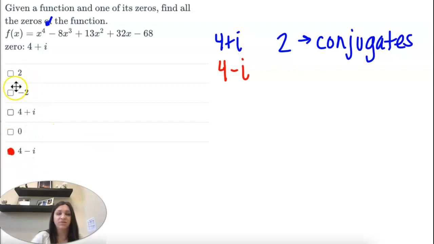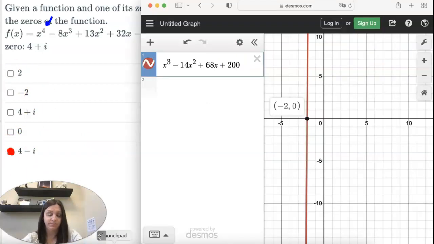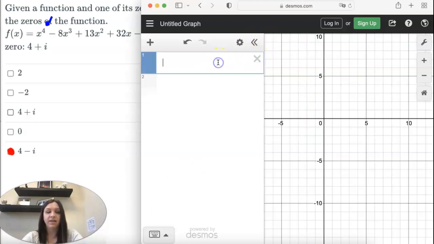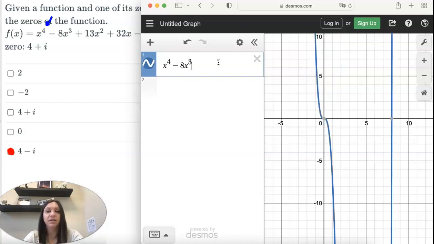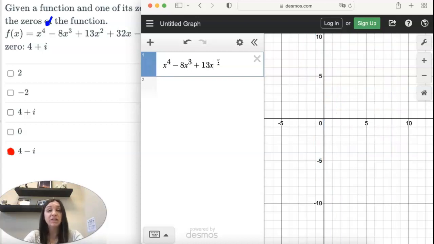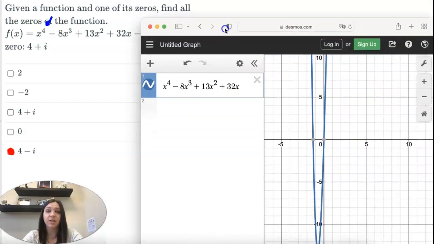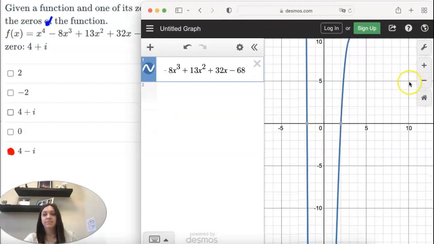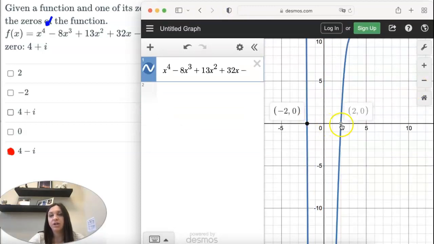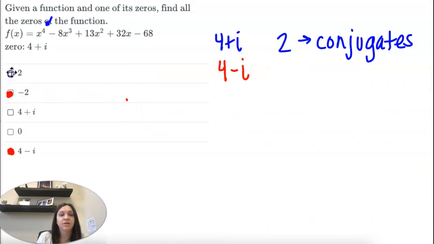Okay, so for the rest of these, I'm going to graph it. Let's see if I can get any. Because we're looking for values, I can graph it. If it's asking for possibilities, it's a lot harder to graph because you need to use Descartes' rule of signs. Okay, so my other zeros are -2 and +2. It's the x values. And then this one we were given. So there's all 4 of the zeros.